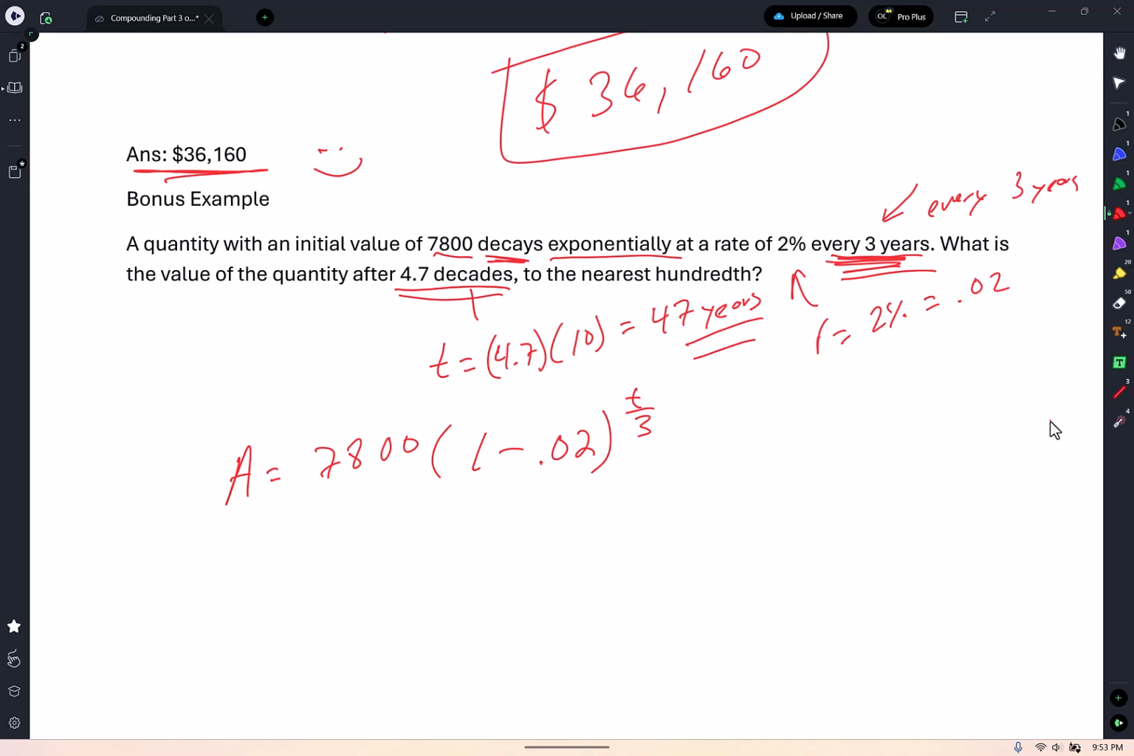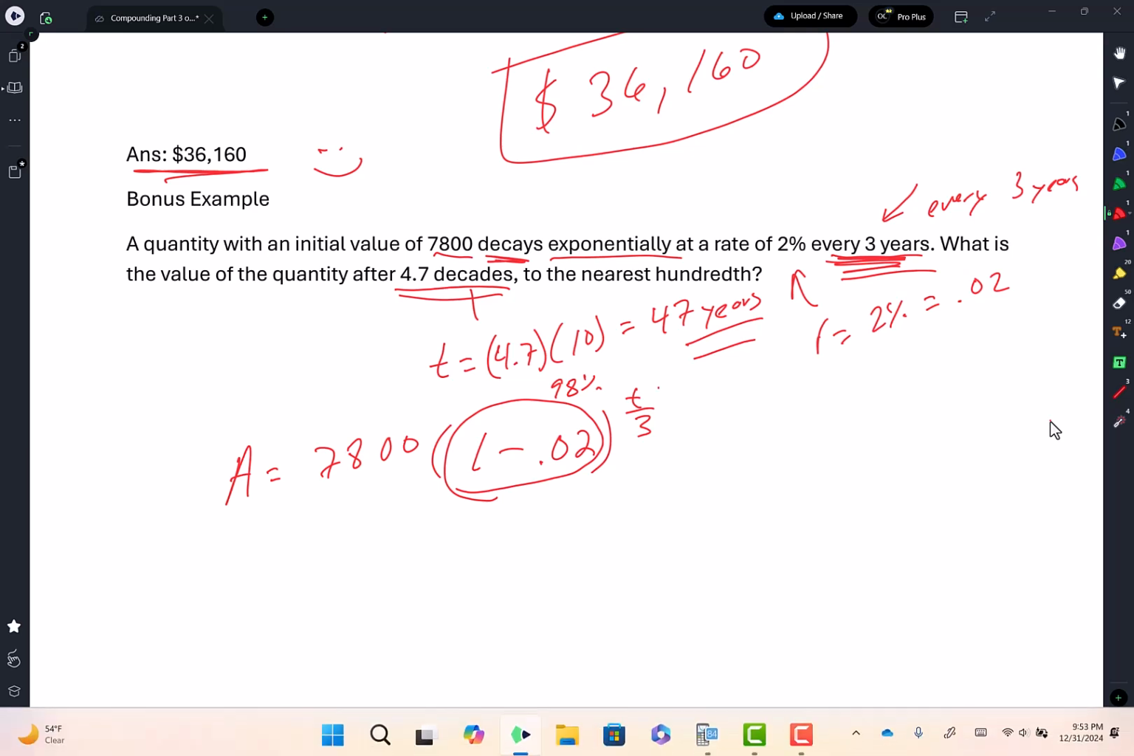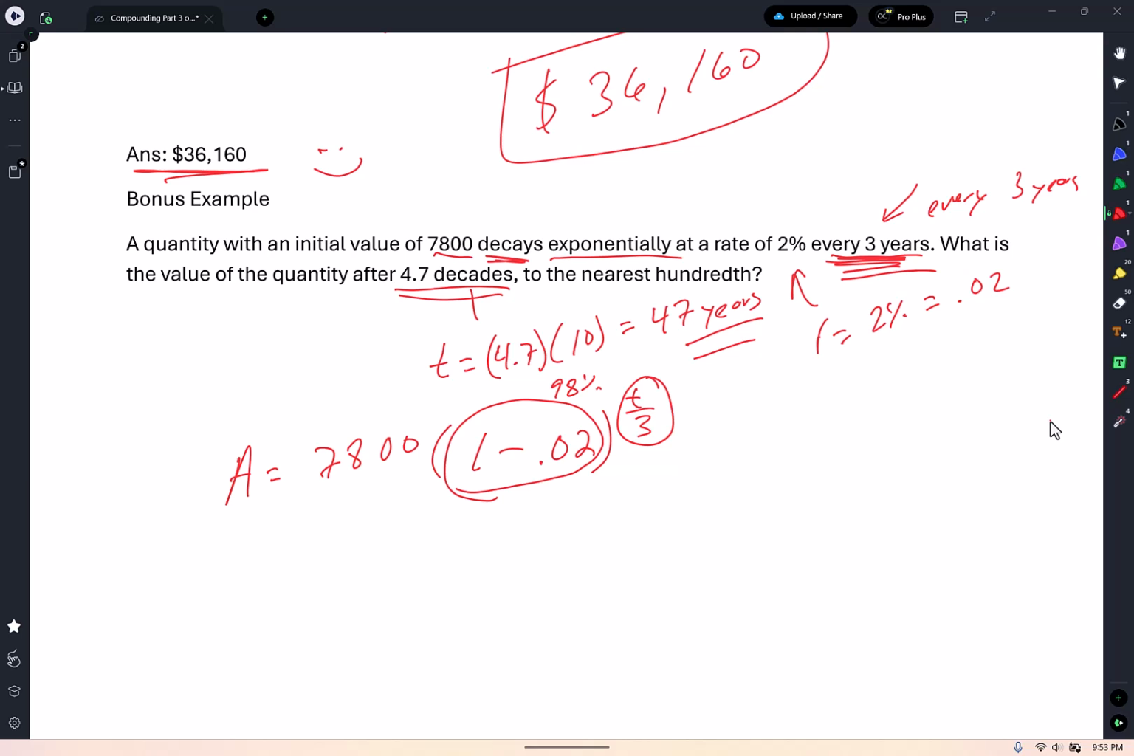See? Every 3 years, if I put that 3 there, this is going to be to the power 1, and I'm going to have 98% of it left. After 3 years, you have 98% left. So every 3 years, you're going to have 98% left of that amount. If I put t equals 6 years, 6 divided by 3 gives you 2. That's 2 cycles, because one cycle is every 3 years. I hope that makes sense to you guys.